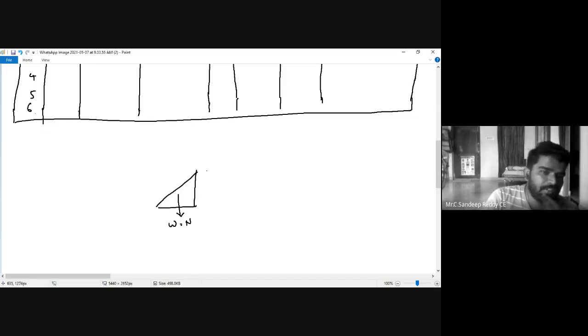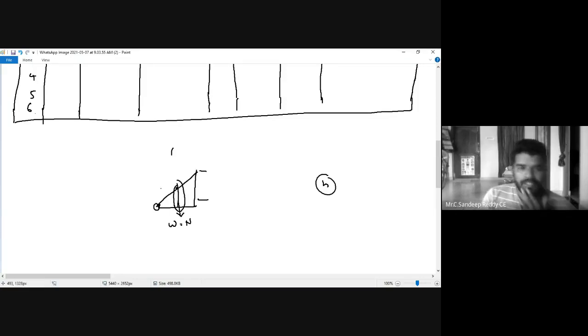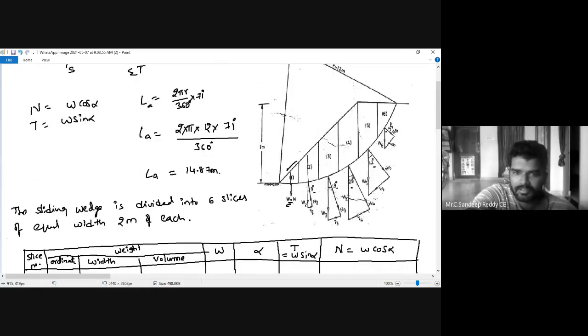We generally take the average ordinate. Ordinate means height. Here one side has some height and the other has the maximum height. In order to consider these two different variations, we take the mid ordinate, the mid height of this portion. If you draw this with a 7 meter slope height and 2 meter width of each slice, you will get the mid ordinate for the first slice as 0.9 meters.